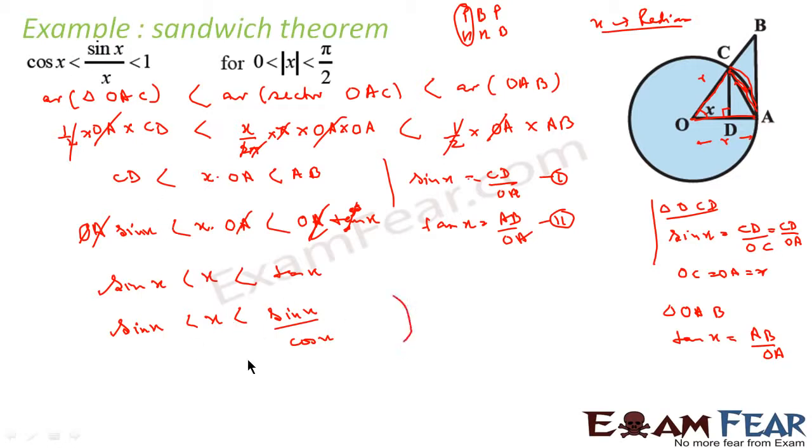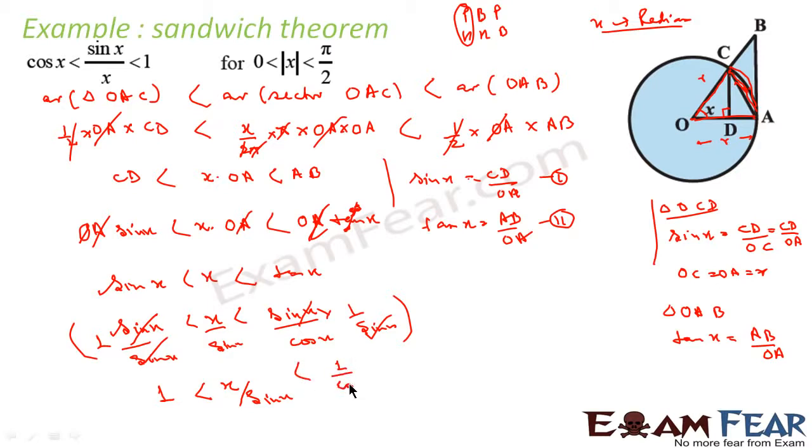Correct. So we'll divide the whole thing by sin x. This becomes sin x by sin x, this becomes x by sin x, and this becomes 1 by sin x times cos x. This cancels, so this becomes 1. So what we get is 1 is less than x by sin x and is less than 1 by cos x. That is what we have got till now.